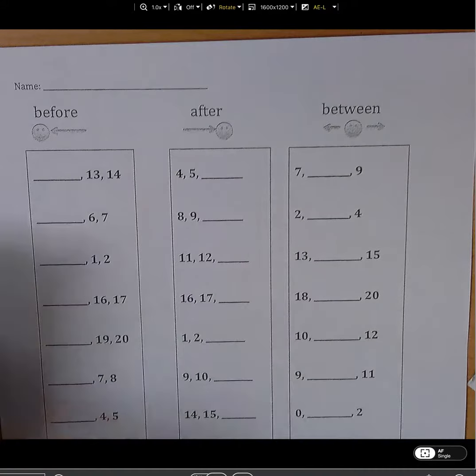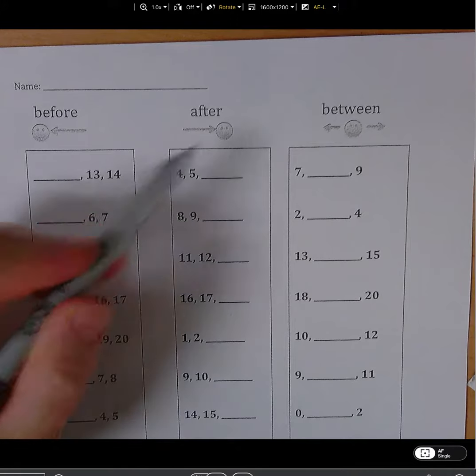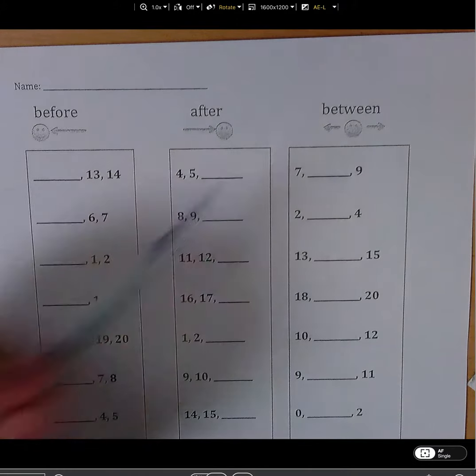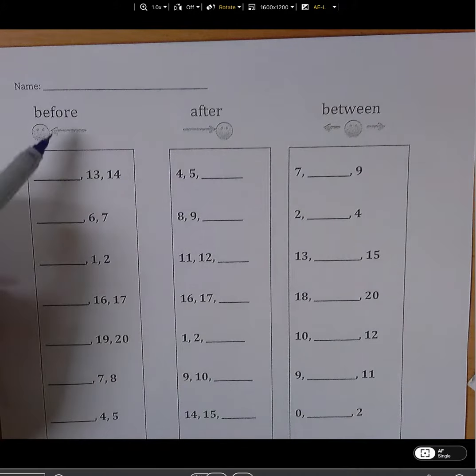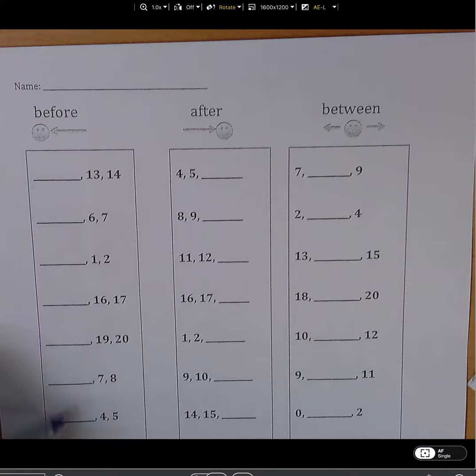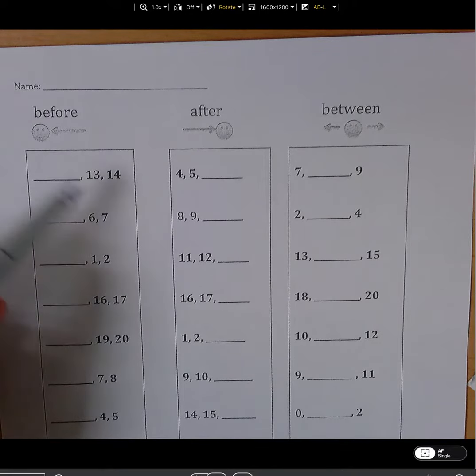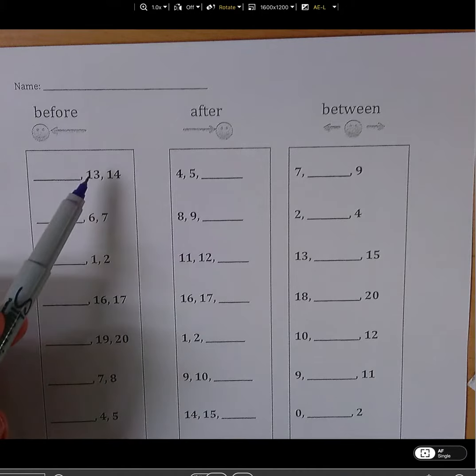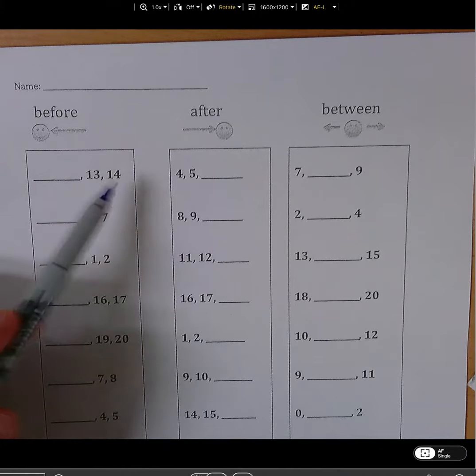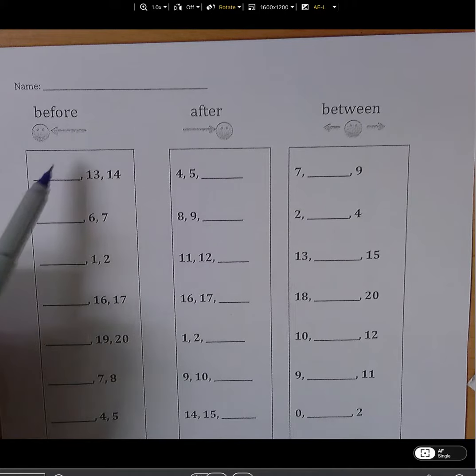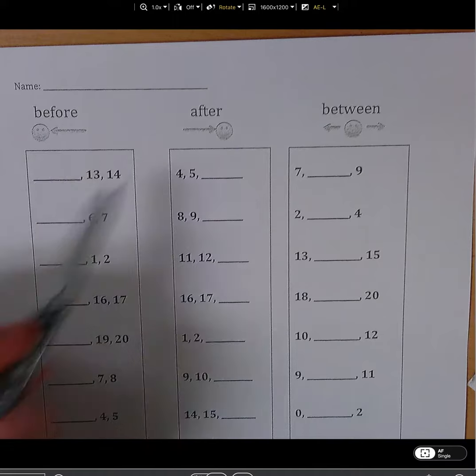For this activity, you're going to write down the number that comes before, after, or between numbers listed in the boxes. So for all of these numbers in this box, you're going to write the number that comes before. That's why the line comes before the number 13 and 14. You have to figure out what comes before. Stay tuned for more help if you need help figuring these out.